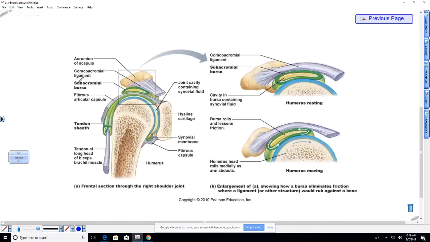In the shoulder, we see that there are lots of different bursa. So there's one that is underneath the acromial process, and so that is called the subacromial bursa. Okay. So that is the point of the shoulder. So that is where the clavicle articulates.